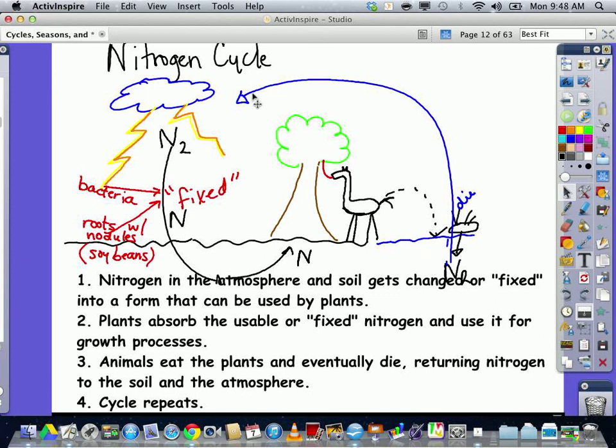That nitrogen back in the atmosphere has to be fixed again, or the nitrogen that's released in the soil has to be fixed again before it can be reabsorbed by plants, and the cycle continues.